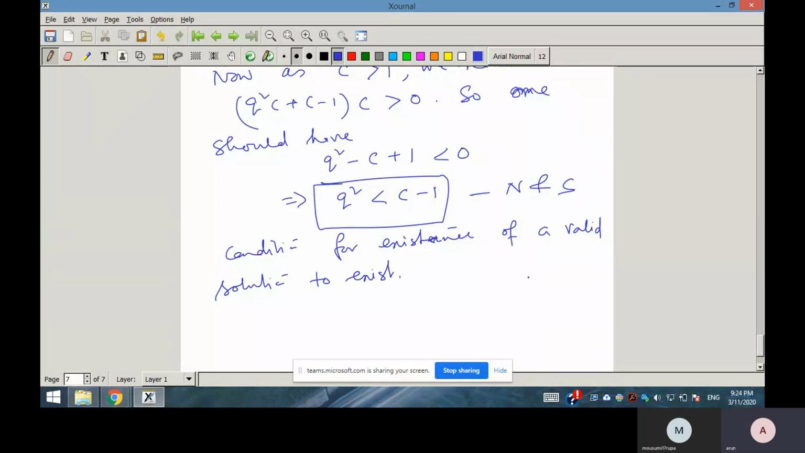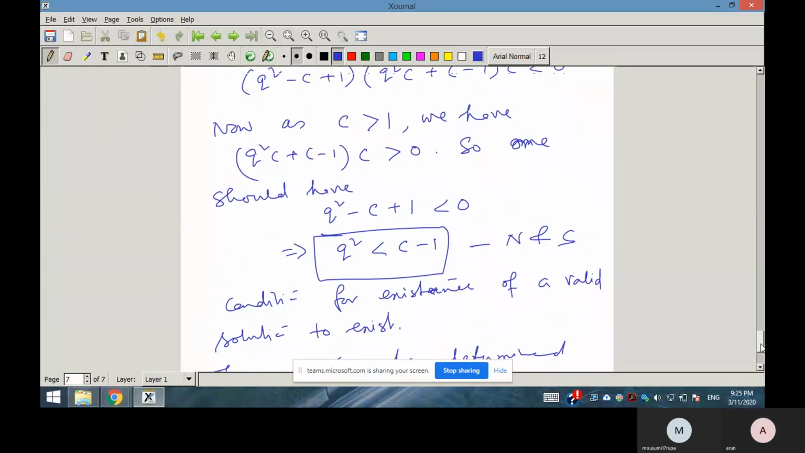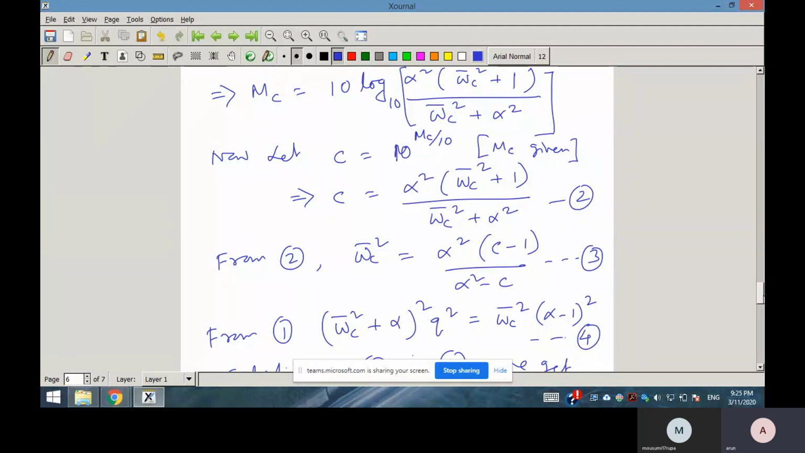Then once you get the solution, alpha can be determined. Then A and alpha you have to find out. Once alpha is determined, then A can be determined from omega bar divided by A equal to omega C. So how can you get A? Omega C is your omega C bar.